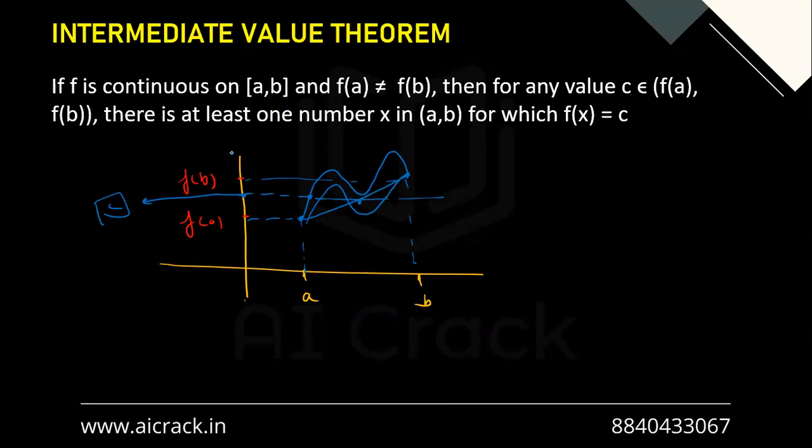So we can clearly see that there is at least one number x in the range a to b, where the value f of that number, let's say that number is x naught, f(x naught) would be c. Got the point? So that is a very intuitive derivation.